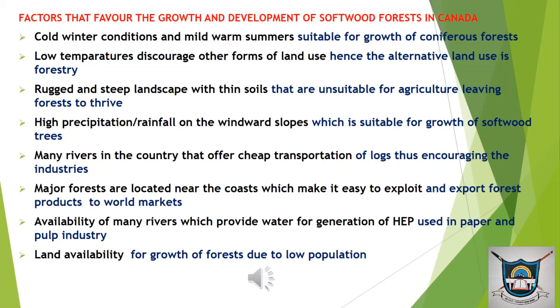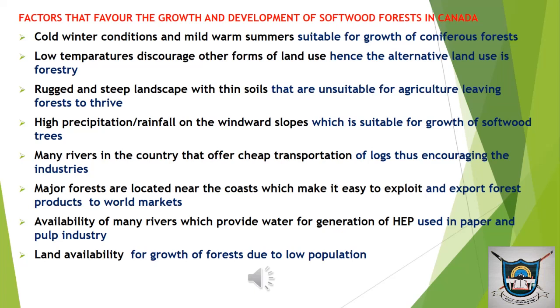Remember that Canada is one of the temperate lands, a country located in high latitude areas all the way towards the North Pole. And this country experiences the four seasons, that's the winter, the summer, the autumn, and the spring. And that's why, due to very low temperatures, most of the land use is discouraged, and the only option left is forestry.